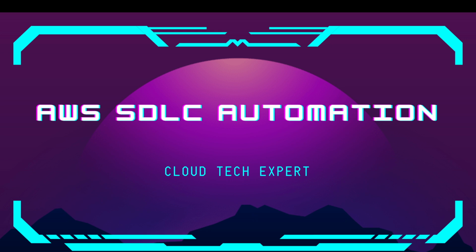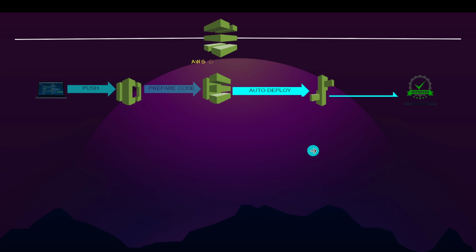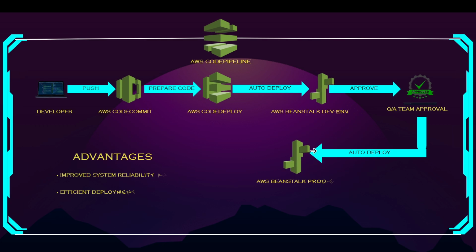In this tutorial, I'm going to walk you through how you can use AWS services to automate your software development life cycle, that is SDLC. And this tutorial is powered by Cloud Tech experts. And this is what we are going to do in this tutorial. We are going to use the AWS CodePipeline as our SDLC automation tool.